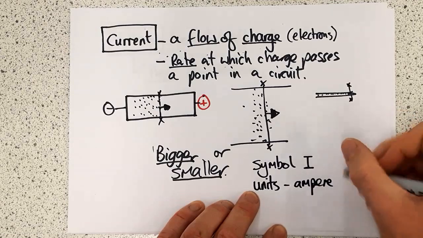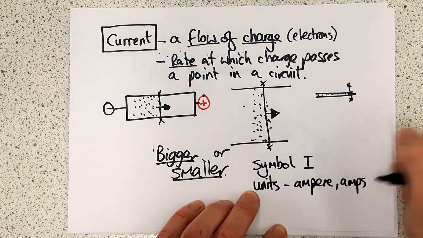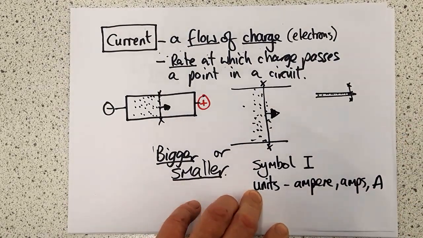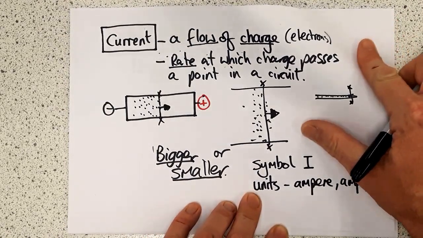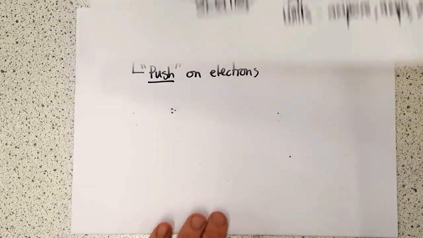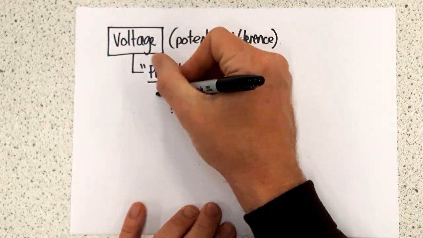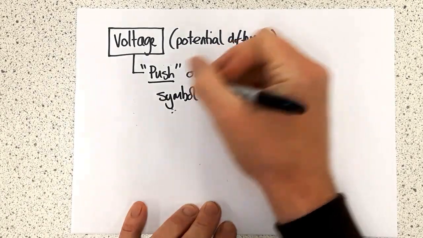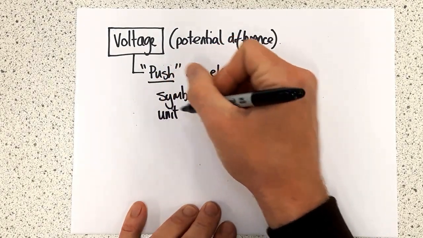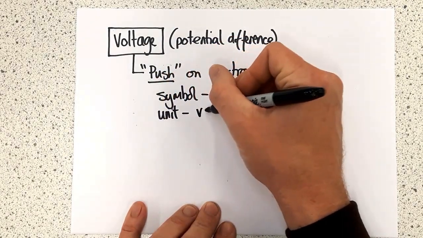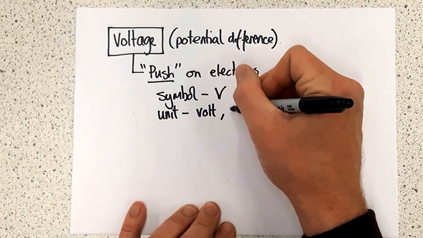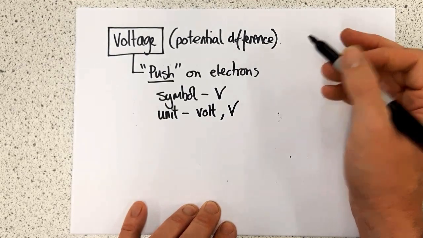And that's normally shortened to amps, or just A. And for voltage, the symbol is V, and the unit is the volt. And that's usually shortened to a big V.